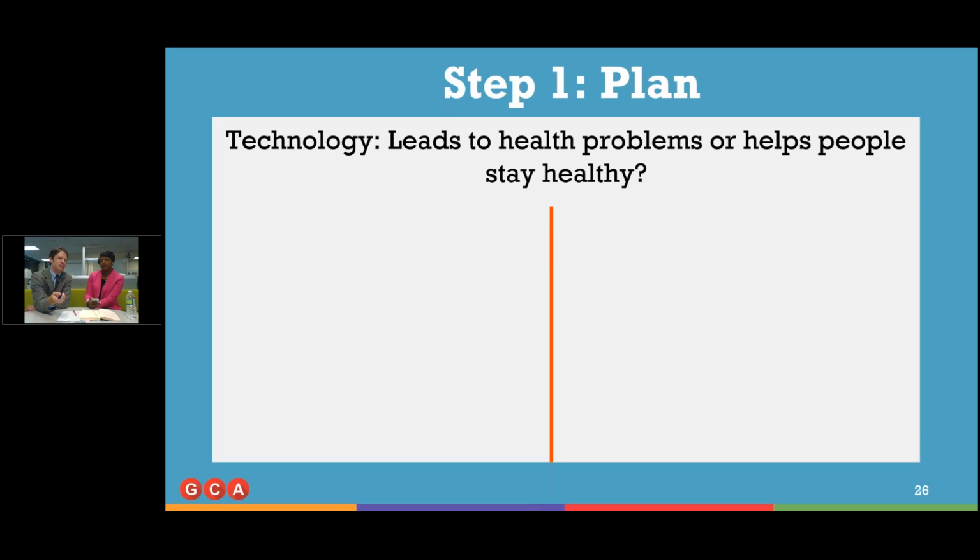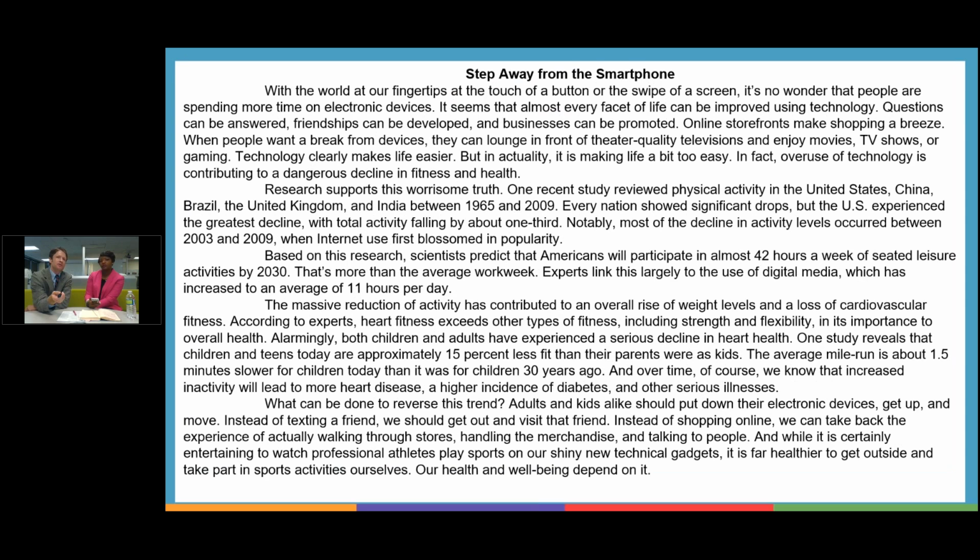Let me go back to one of the reading passages. If you go to, what slide is this? This is slide 24. This is really getting into the second paragraph, right?